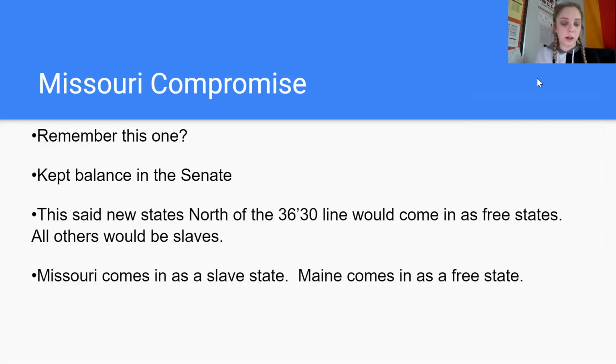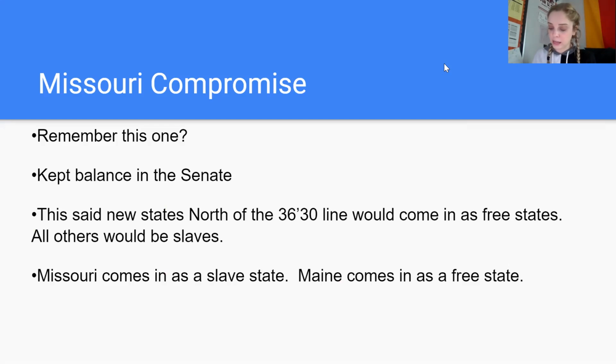Okay, moving on. This isn't on your chart, but it will lead into the Compromise of 1850. So remember that we first had the Missouri Compromise when we looked at states being admitted into the Union. So they wanted to create this balance between free and slave states. So think of a teeter-totter or a seesaw, right? So they said all new states north of the 36°30' line would come in as free states. All other states would be slave.